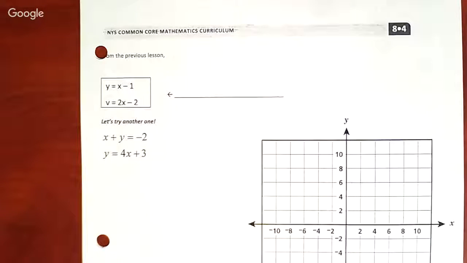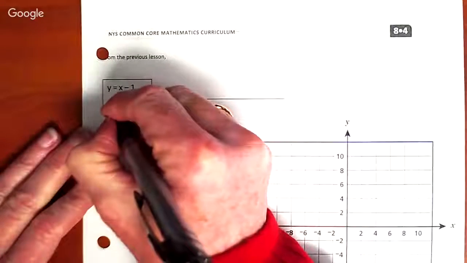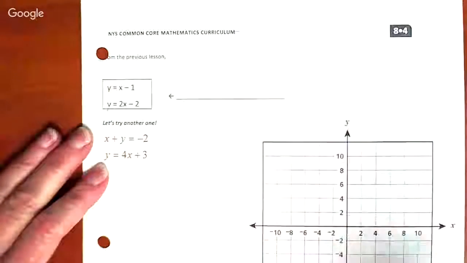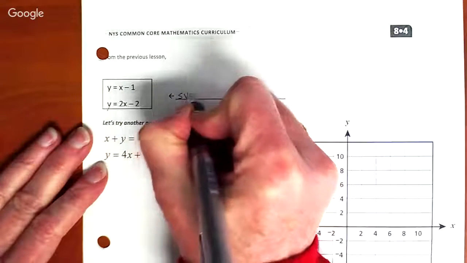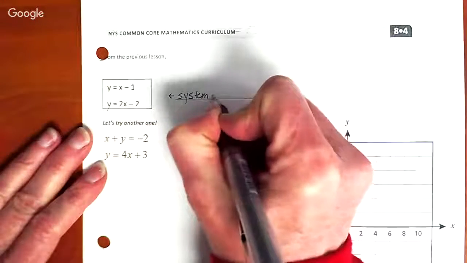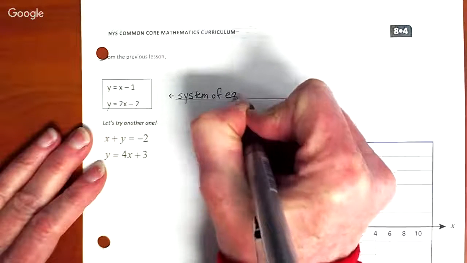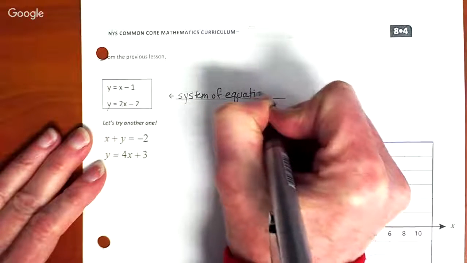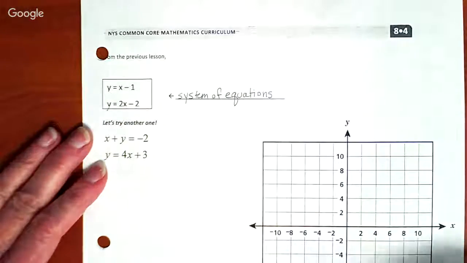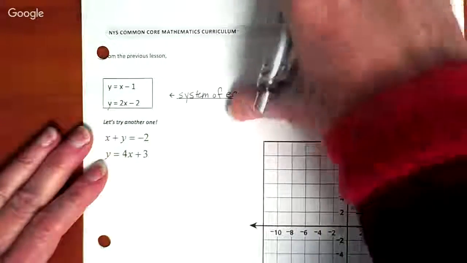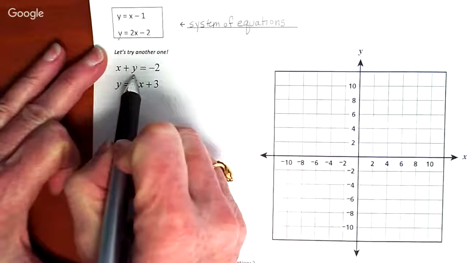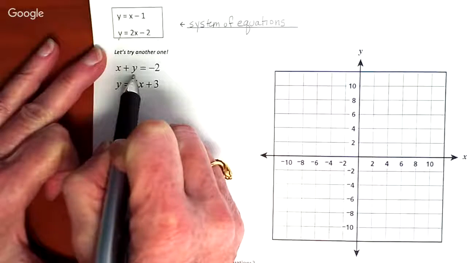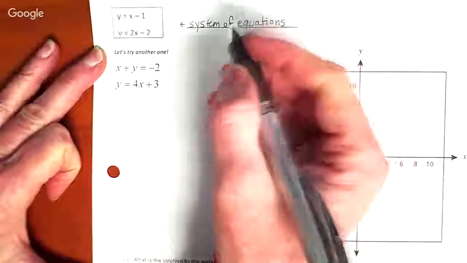From the previous lesson, this should be a y, first of all. This is called a system of equations. So we're going to try another one. So first, let's do the work. Let me move this up just a little bit. Here, we don't have this in slope-intercept form. So the first thing that we are going to do is put that in slope-intercept form.